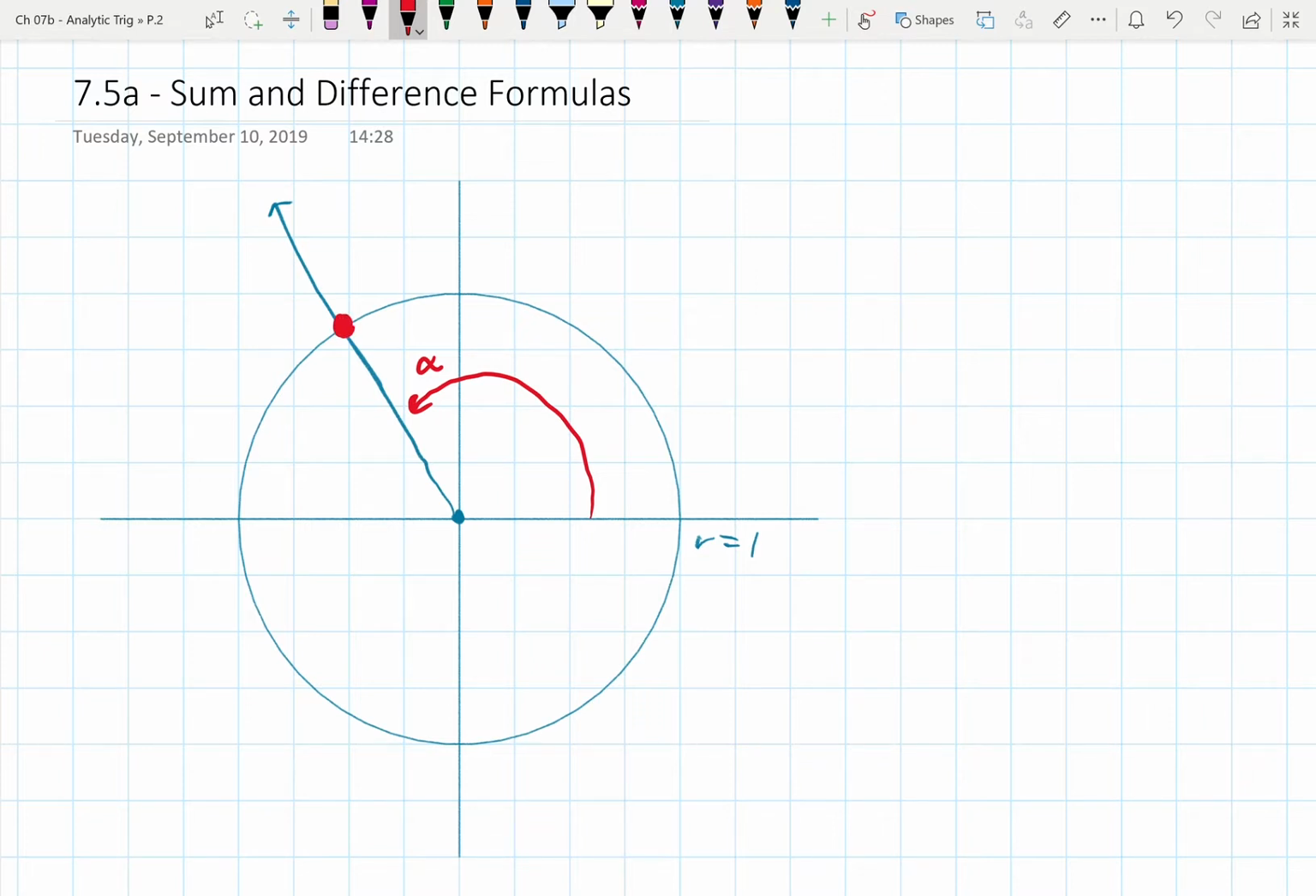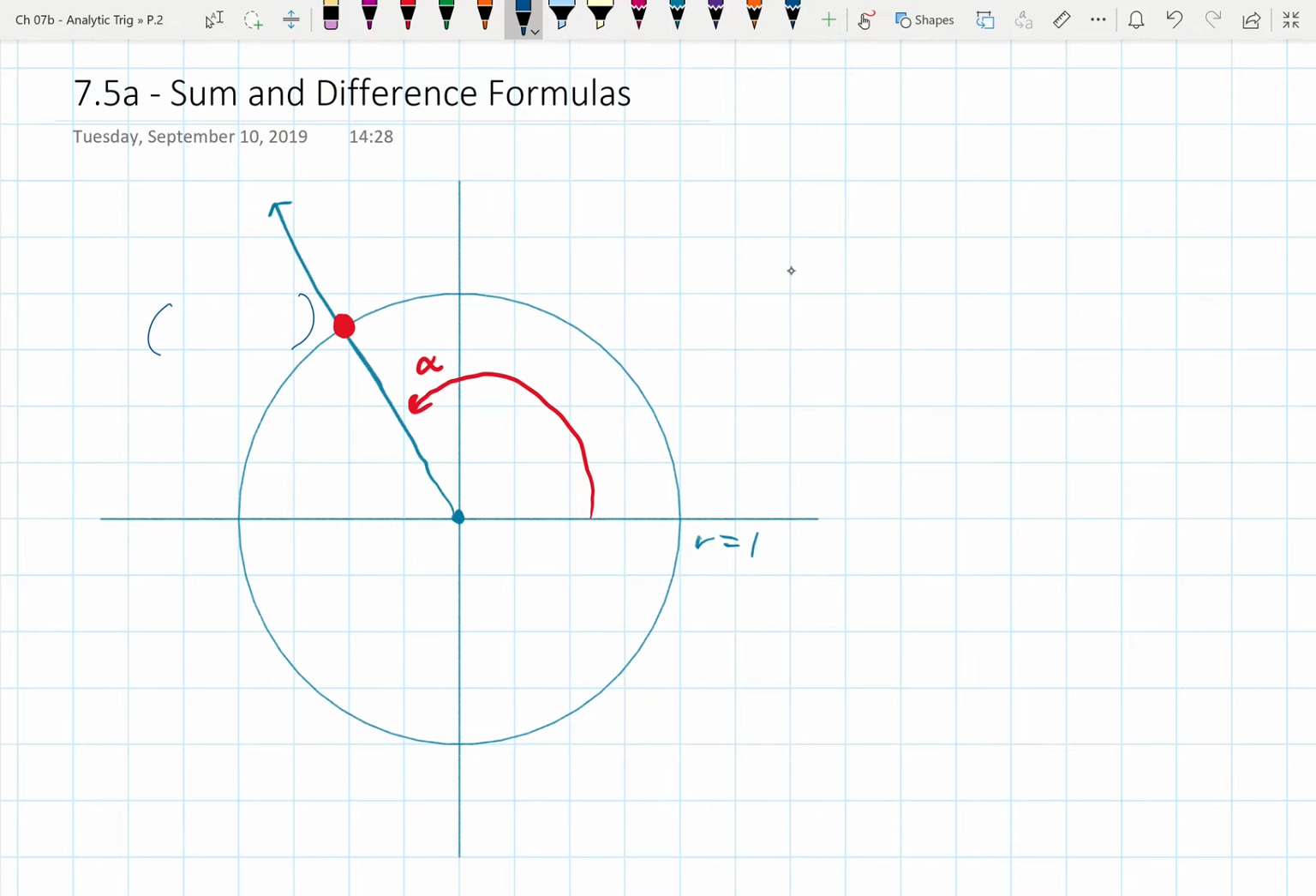And the intersection of the ray from angle alpha and the unit circle would have coordinates, not just x, y, but what would the coordinates be if that was a circle of radius 1? What would the x value be?